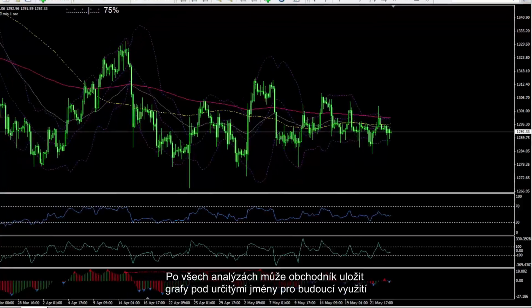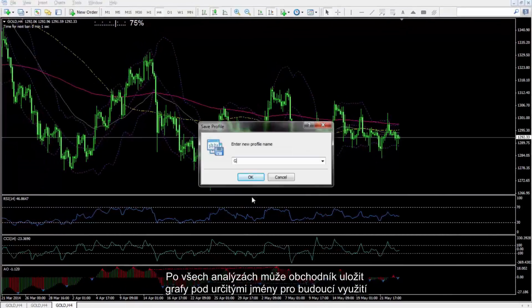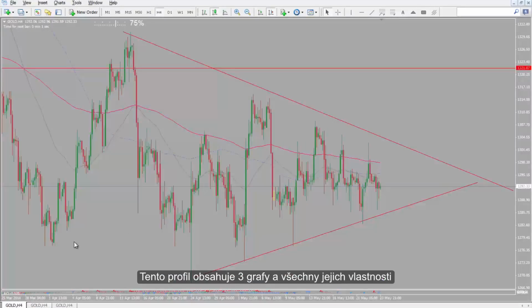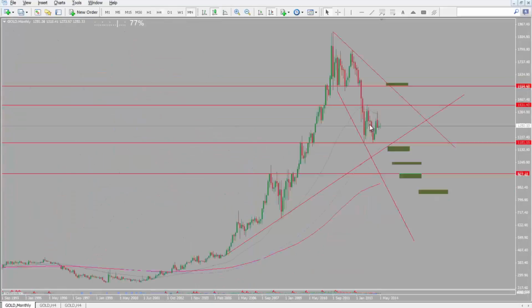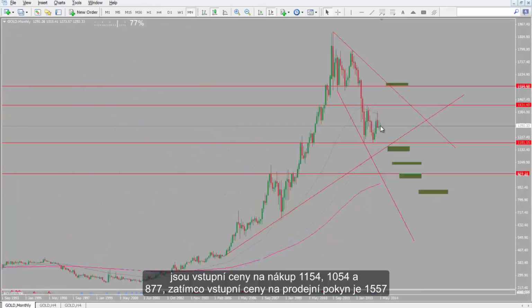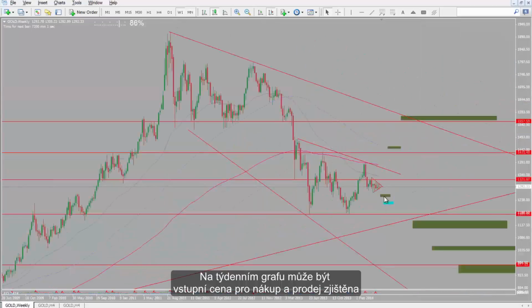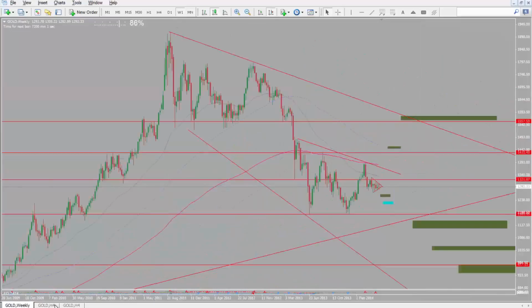After all the analysis, a trader can save the charts with a certain name for future retrieval. This profile includes 3 charts and all their properties. To sum up, on the first chart with a monthly time frame, there are buy entry prices on 1154, 1054 and 977, while entry price of a sell order would be 1557. On a weekly time frame, the entry price of other buy and sell orders can be determined.